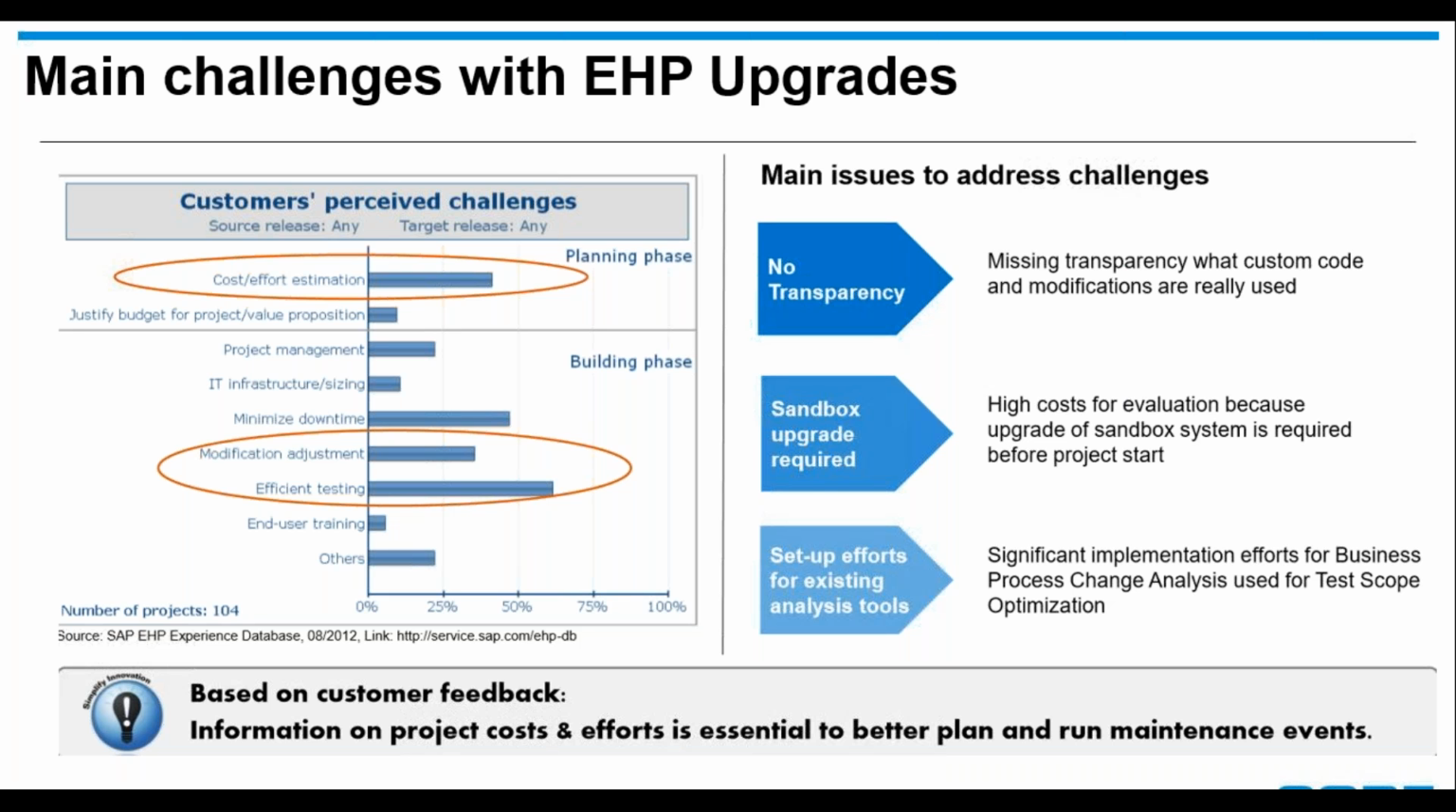So as you can see, the issues before scope and effort analyzer, or even if you don't have it now, most times you have to do a sandbox upgrade, meaning that you have to take a look at it to figure out what the scope is, what the project timeline is, what the test scope is, what test cases you need, and how much time it is going to take to repair those. And then the other part was setup efforts that were required.